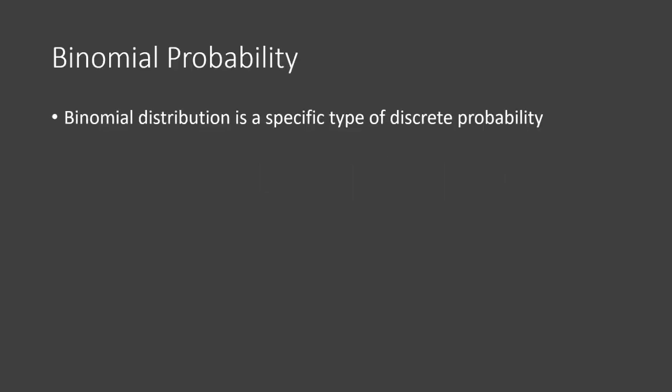Let's talk about binomial probability. So binomial distribution is just a specific type of discrete probability. But how do we know if it's going to be binomial? That's going to be one of the biggest issues when working through homework or looking at an exam: how do you know it's a binomial problem?